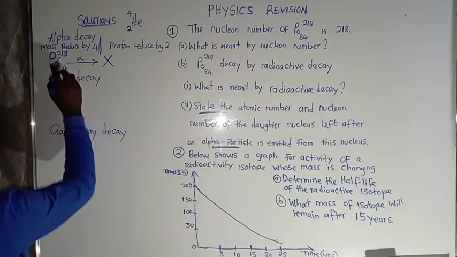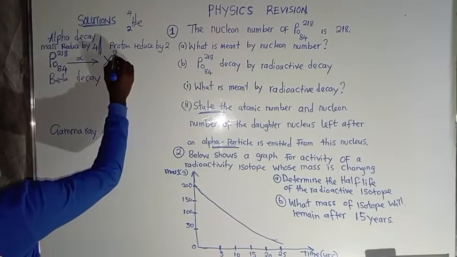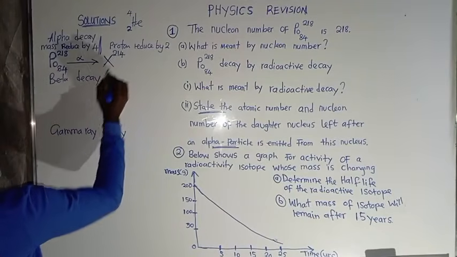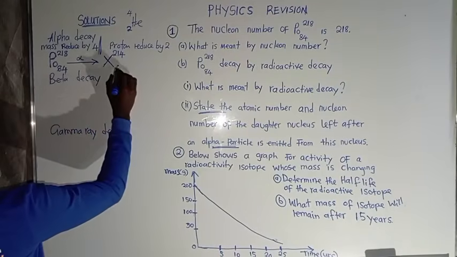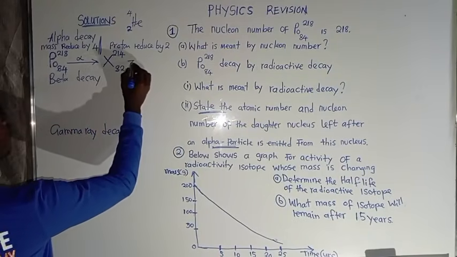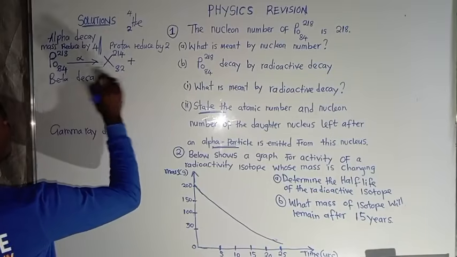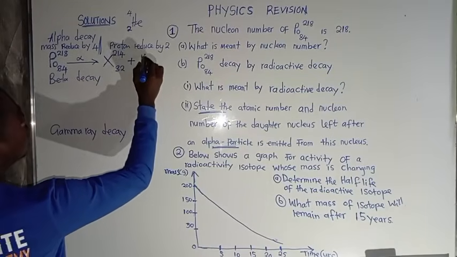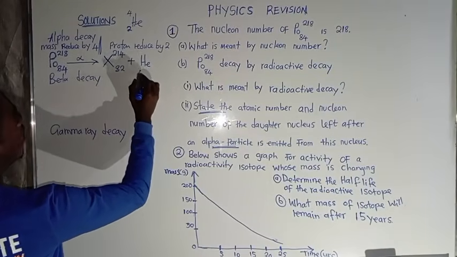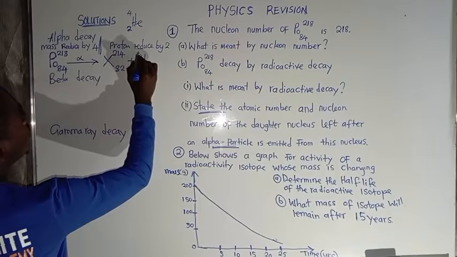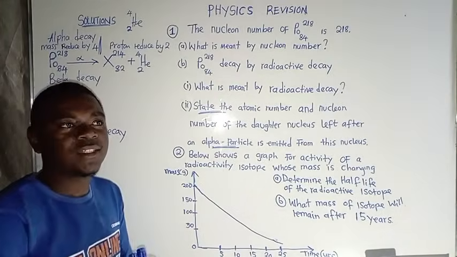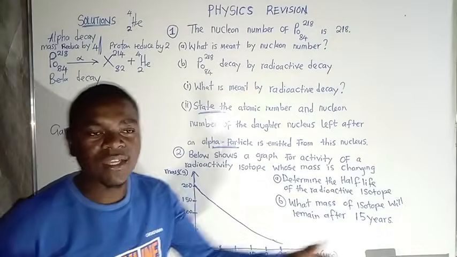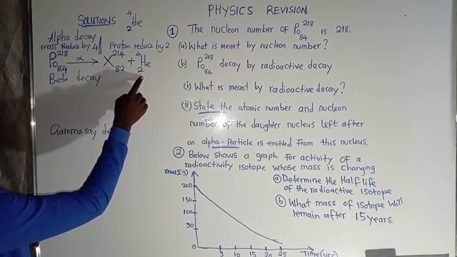So this one reduces by 4, it becomes 214. This one reduces by 2, it becomes 82. Then you say plus, by nature, this is a helium nucleus. You put the helium like that there, you put 2 there and 4. Some questions you will be taught to find the decay equation. So this is the decay equation.